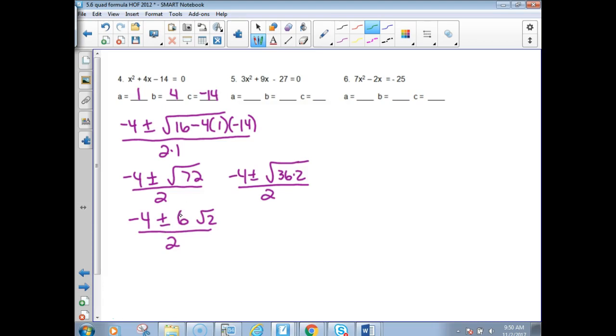If this wasn't an even number, we would be done. You cannot just do this. It has to be everybody outside divisible by a common factor. So since 4, negative 4, and 6 are divisible by 2, we can reduce this to negative 2 plus or minus 3 times the square root of 2. Now it's done.